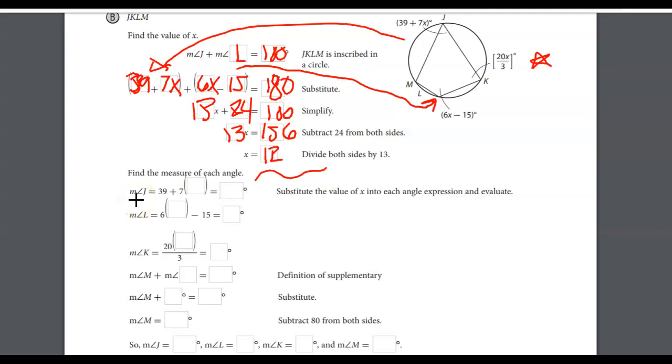My j is 39 plus 7. I'm going to go look back up at j. It has a little x right there, so that's where I'm going to plug in my 12. Ooh. Okay, kind of looks like 112, but it's just 12. And then once I plug that in, I have 39 plus 7 times 12. My answer is going to be 123.